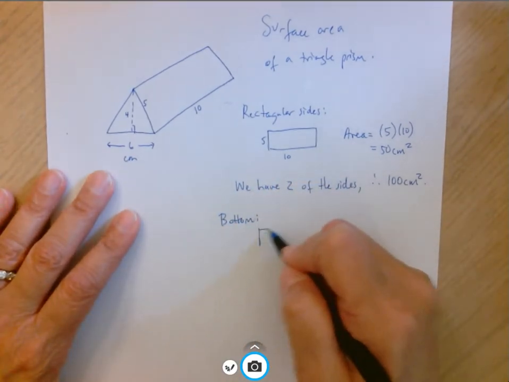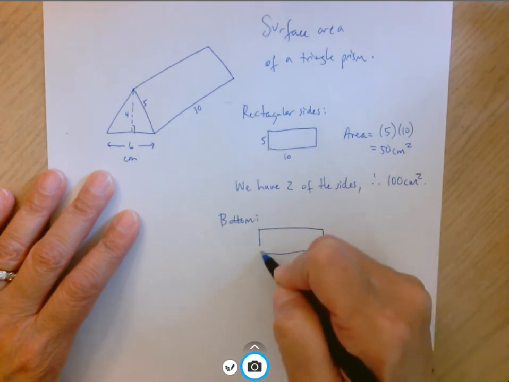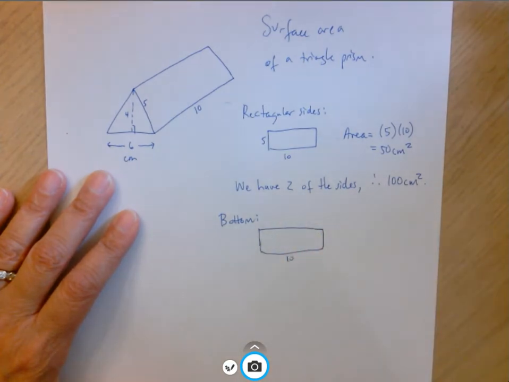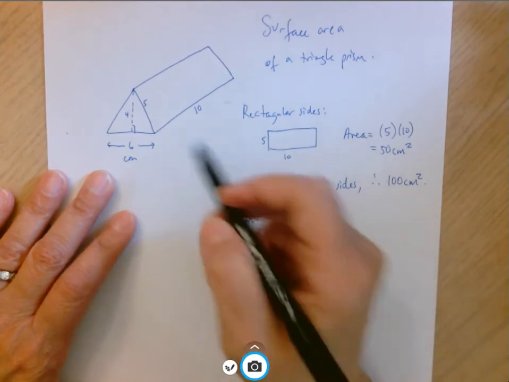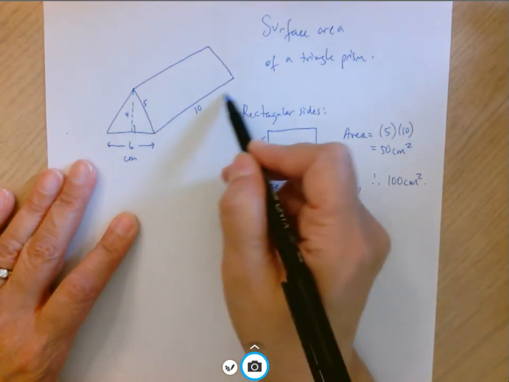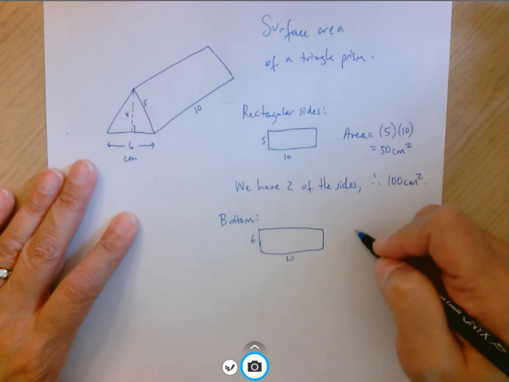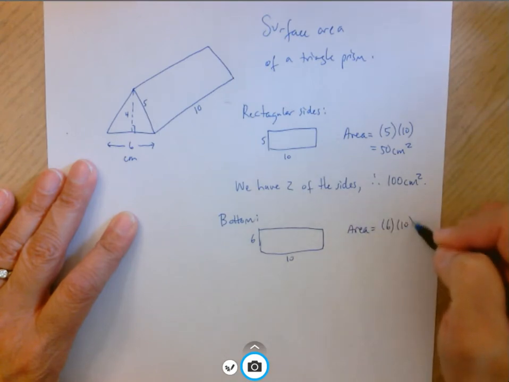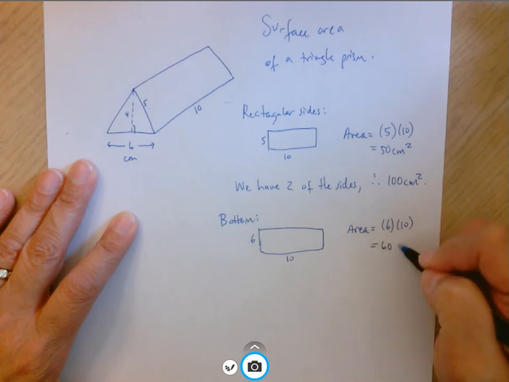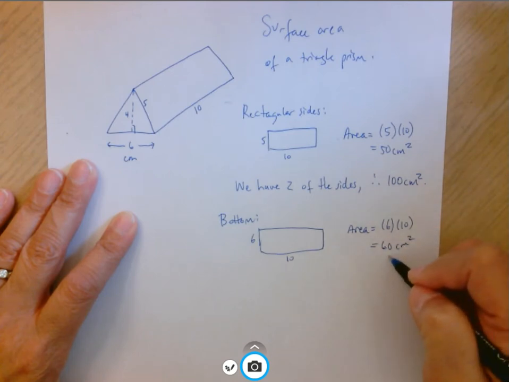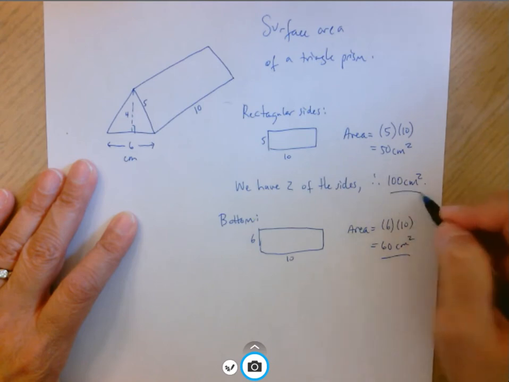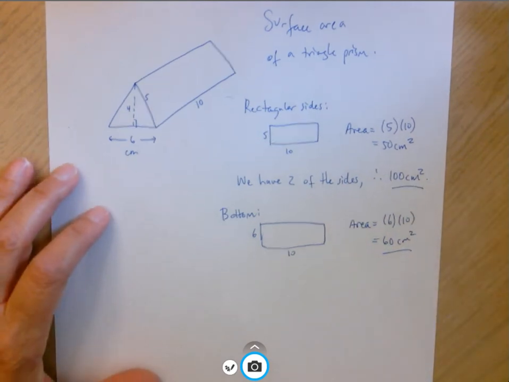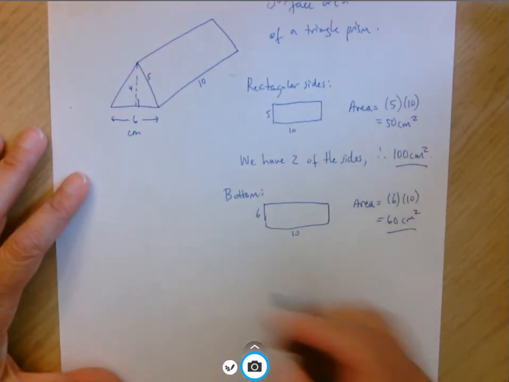So the bottom is also a rectangle, and if you look carefully at the shape, you will see that it has a length of 10, but this one has a width of 6, because here's the bottom. Here are the dimensions of the bottom. So now we're going to calculate the area. And the area, again, length times width is 6 times 10, which is 60 centimeters squared. So we want to include this, and we want to include this, and that takes care of all of our rectangular sides.